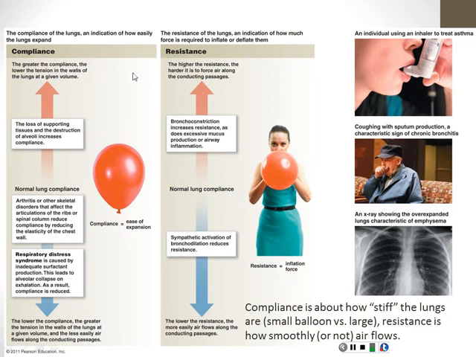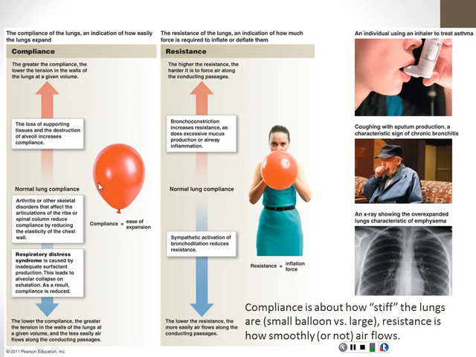So it's important to know what they are. Compliance is how easily the lungs are inflatable, how floppy the balloon is, one way to put it. If you've got a balloon and you've blown it up a bunch of times, the tenth time you blow it up, it's much, much easier to blow up than the first time, right? So that is an increase in compliance.